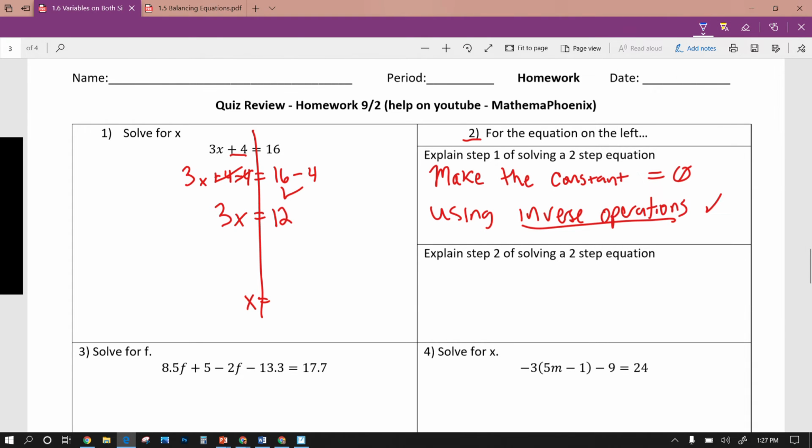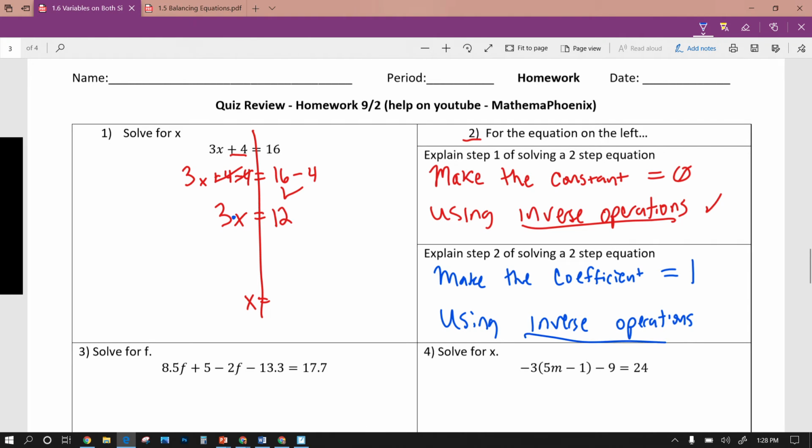Our second step of solving a two-step equation is to make the coefficient equal 1 using inverse operations. So our coefficient is the number that's multiplied by a variable. So that's the 3 here. This 3 is multiplied by x.